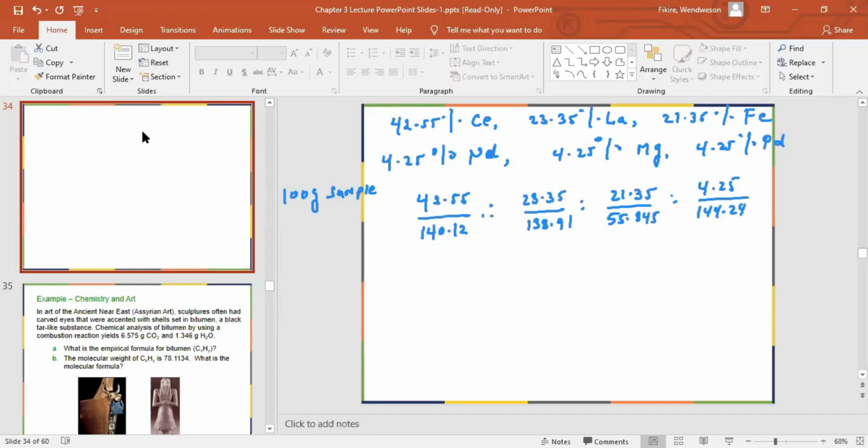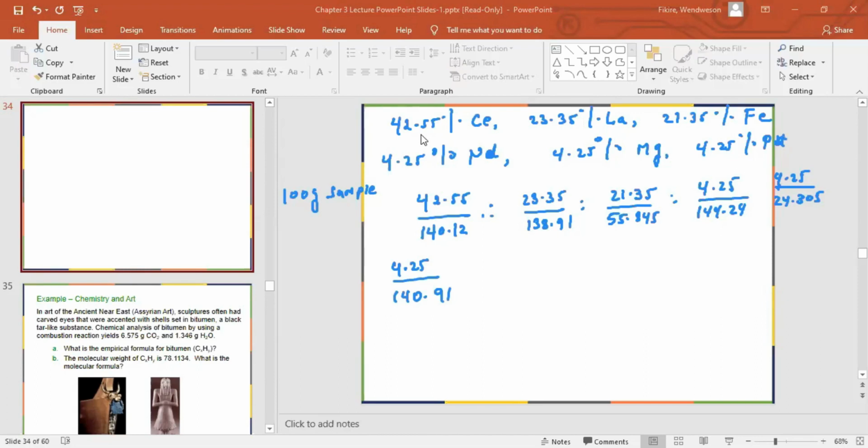144.24. Okay. Then we have the same percentage for magnesium, and the same percentage for praseodymium, right? So we have 4.25 magnesium, which is 24.305. That's magnesium. So the last one is praseodymium. It's 140.91. Which one is that, Anthony? The PR. Yeah, that's right. 140.91.